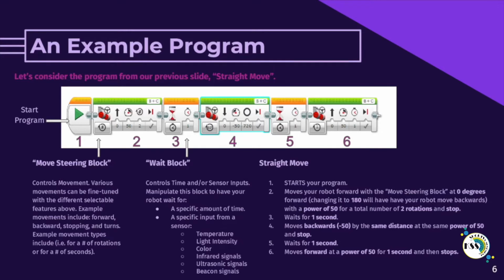Now the wait block controls time and/or sensor inputs. You can manipulate this block to have your robot wait for a specific amount of time or a specific input from a sensor like temperature, light intensity, color, and others. As you can see, we're going to have 6 different steps. Let's take a second to read through all of them.